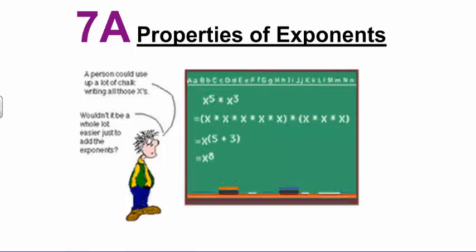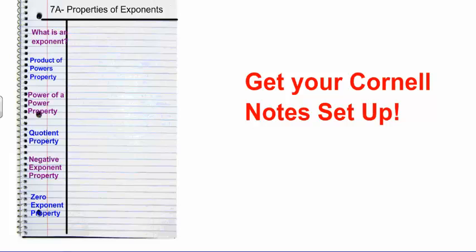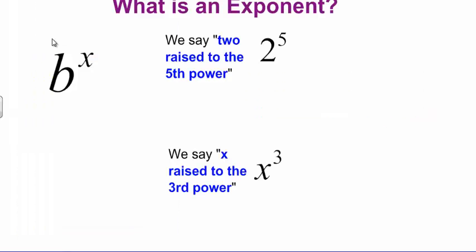Today we are going to be looking at Learning Target 7A, Properties of Exponents. First, you need to get your Cornell notes set up with your title, 7A, Properties of Exponents, and labels down the side. Now each slide will have a title and you'll be expected to write everything down. So if you want to save space, you may do that one at a time.